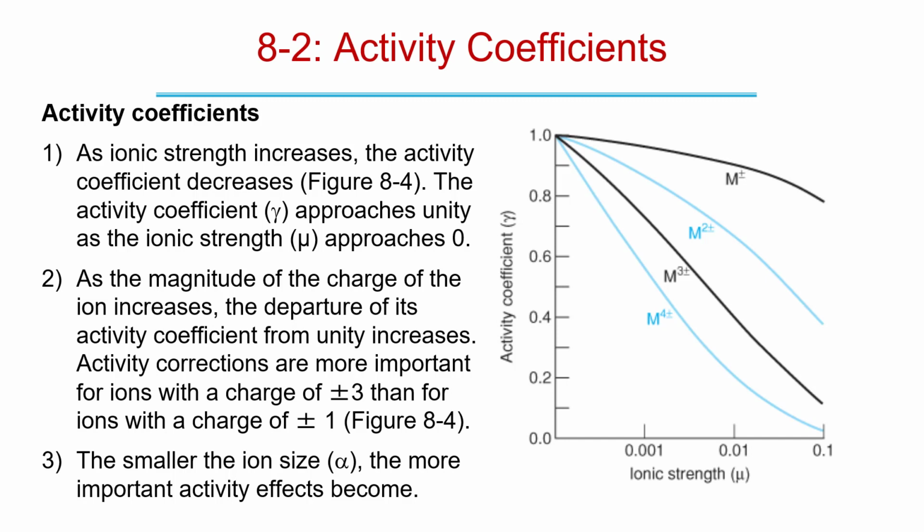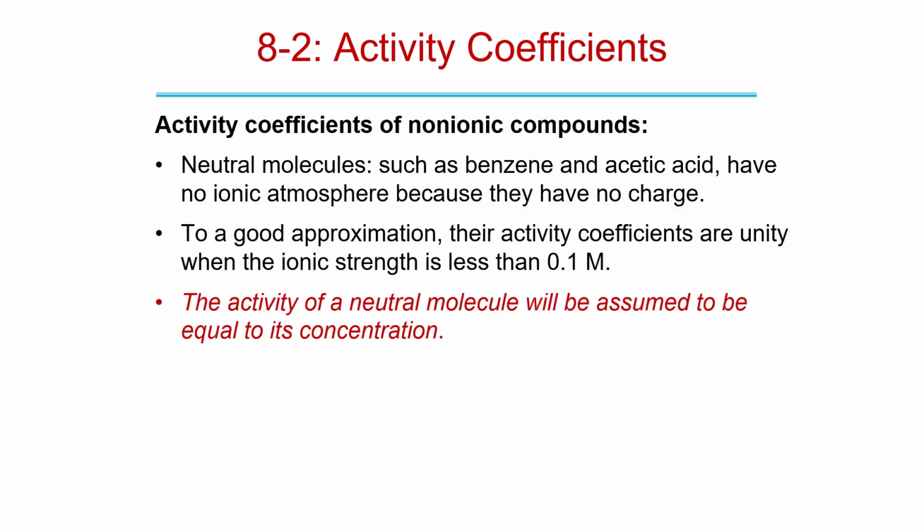The next thing is that charge plays a huge role. Look at the graph. You see how a +1 versus a +2, a +3, and a +4, those different charges are going to affect the activity coefficient differently. +1 has less of an effect than a +4. And so the greater the charge, the more you need to correct for the ionic strength. And then the last thing is the smaller the ion size, the more important activity becomes, because you've got some small ion in solution and a huge radius around it that's going to greatly change how it interacts with other ions. And so the smaller it is, the more important these effects become.